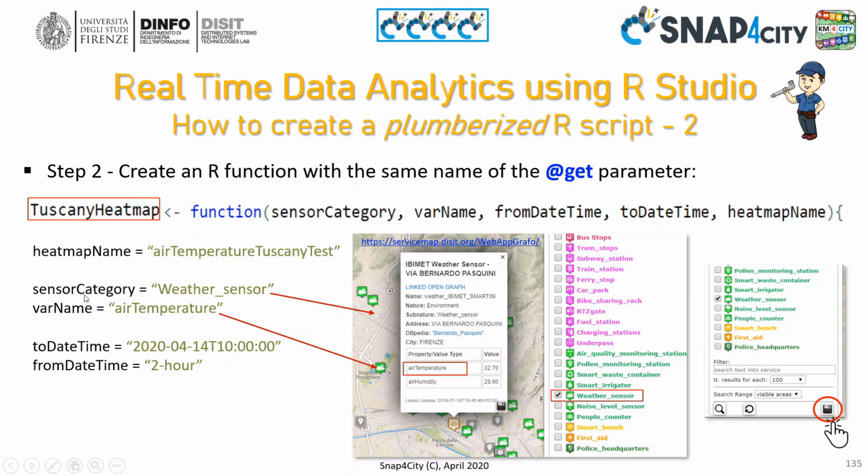The sensor category is the sub-nature of the sensor, that is the same that you can find on the service map under the voice transversal services here. And the var name is the property that you want to use, in this case air temperature, while to date time and from date time refer to the time interval for which I want to download the data. In this case, I want to download data from April 14 to 2 hours earlier.